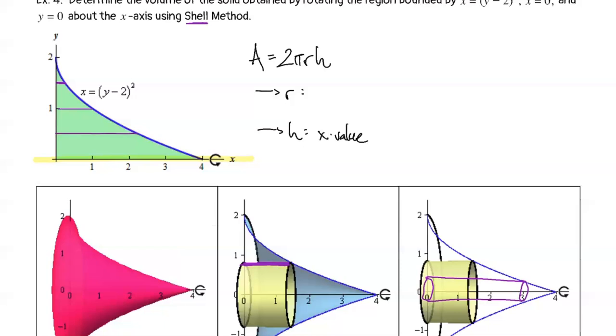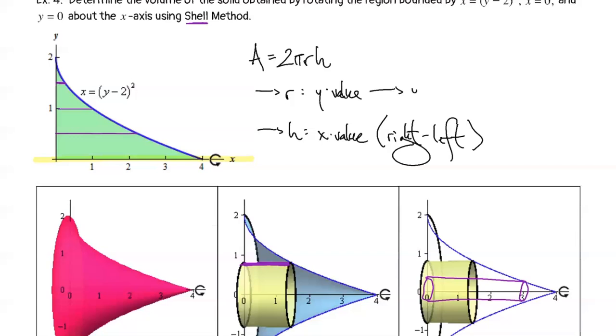You might even want to write in for yourself. You're going to need a right minus left. The radius then is the y value. What does that tell us? We want to use y in our equation for radius. We want to use dy to seal off our integral.